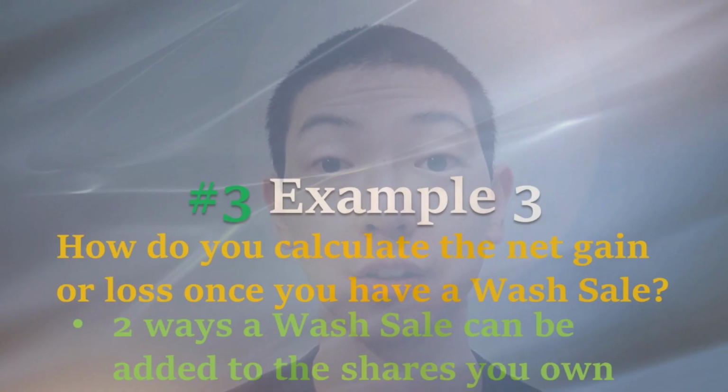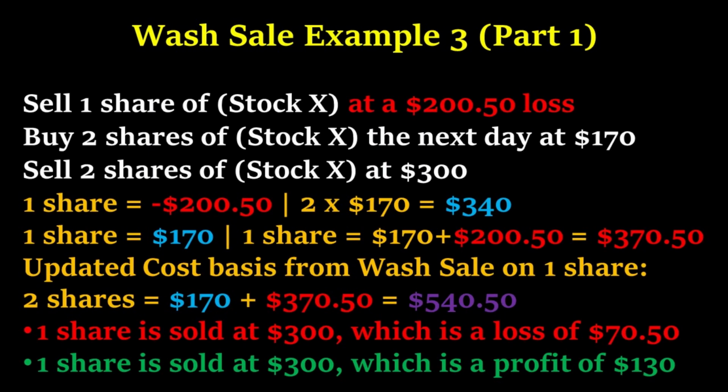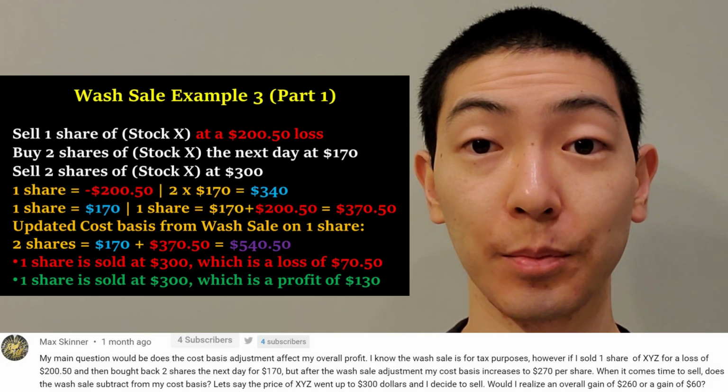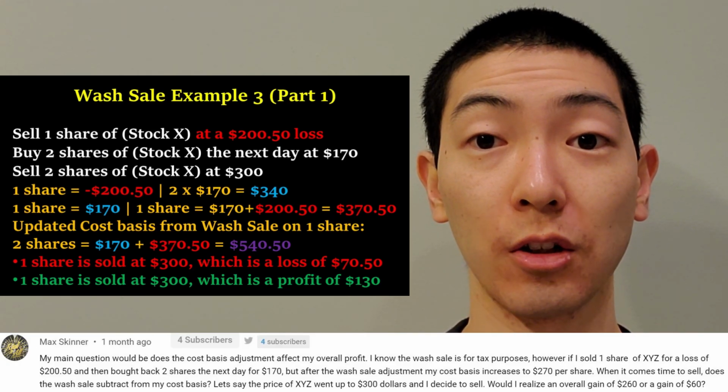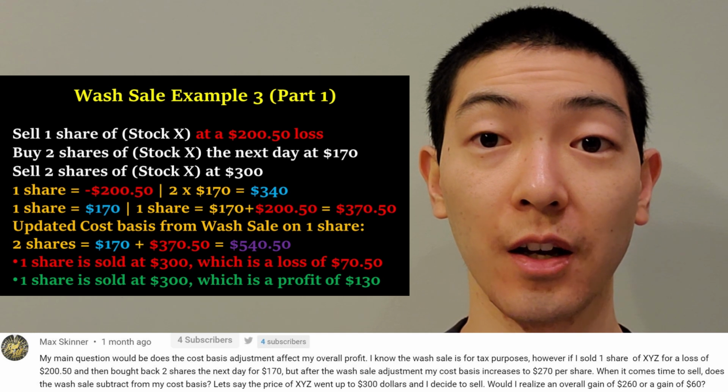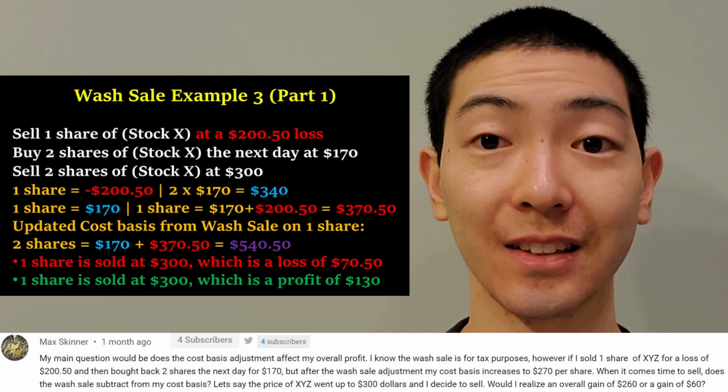The third question is on calculating the net gain or loss on your stock purchases when there is a wash sale, and I'll speak to the 2 ways a wash sale can be added to the shares you own. So in this example, selling one share of a stock at a loss of $200.50, but then buying back 2 shares of that same stock the next day at $170.